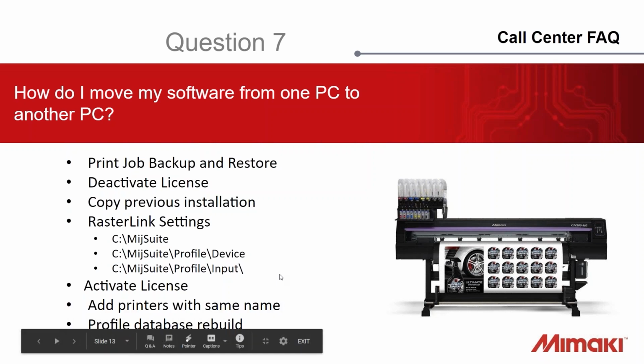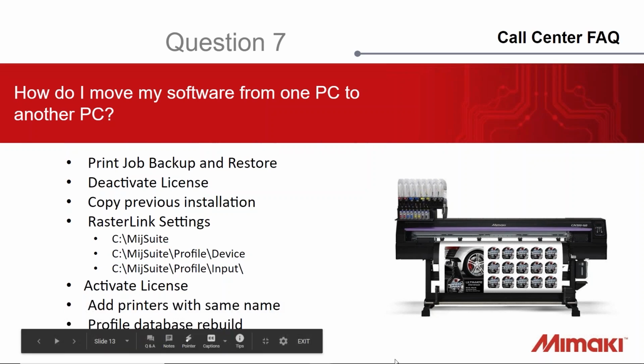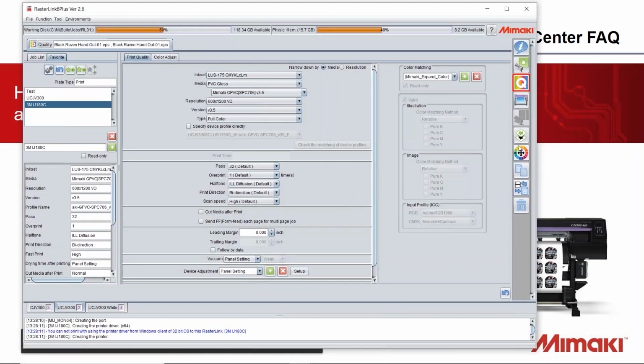The other common question is, how do I move my software from one PC to another PC? I would suggest reaching out to our support line for this, but these are just some tips to take a look at if you're thinking about doing this. Number one, RasterLink has a built-in job backup and restore function. So if you look at RasterLink, right down here on the side, you have a little backup the job and restore the job. You can back it up using this icon.